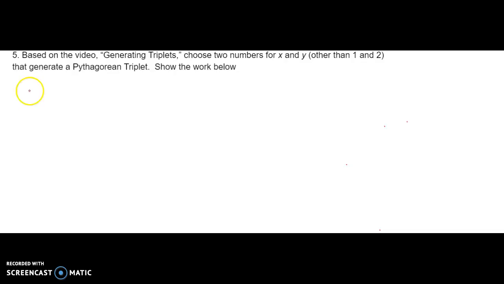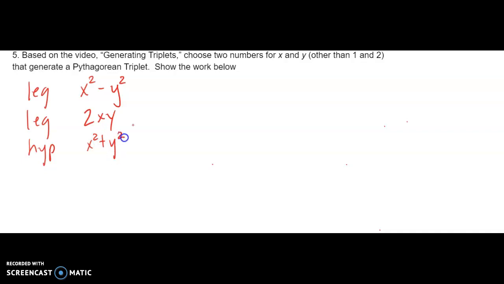So what they talked about in the video is that if I want to find a Pythagorean triple, I can find one of the legs by taking x squared minus y squared. I can find another leg by taking 2xy, and then I can find the hypotenuse by taking x squared plus y squared. Okay, so if I follow this pattern, that'll actually give me the Pythagorean triples, or the sides of a right triangle, when I pick numbers for x and y.